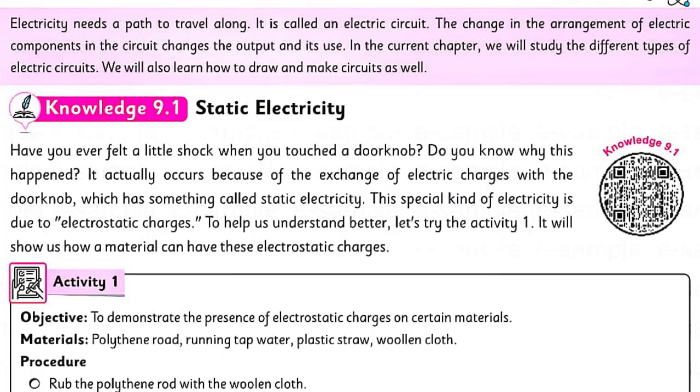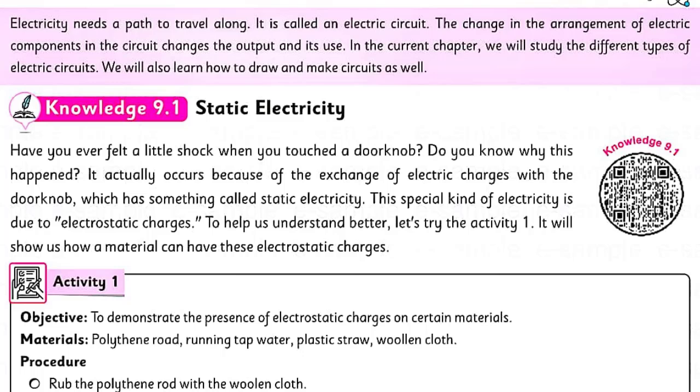Knowledge 9.1 Static electricity. Have you ever felt a little shock when you touched a doorknob? Do you know why this happened? It actually occurs because of the exchange of electric charges with the doorknob, which has something called static electricity. This special kind of electricity is due to electrostatic charges.